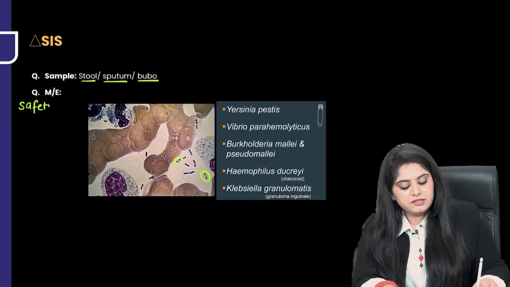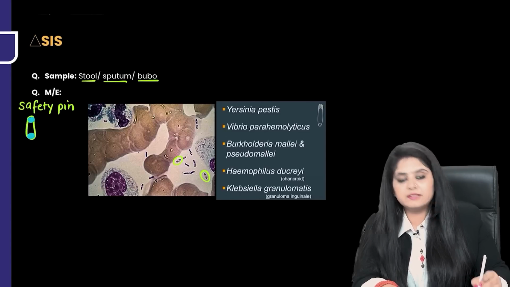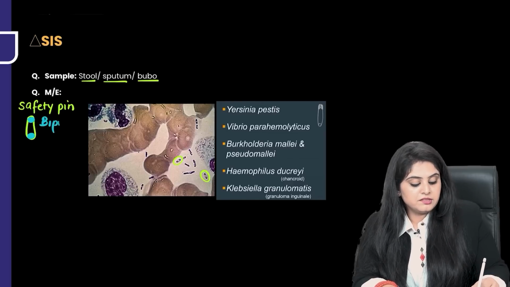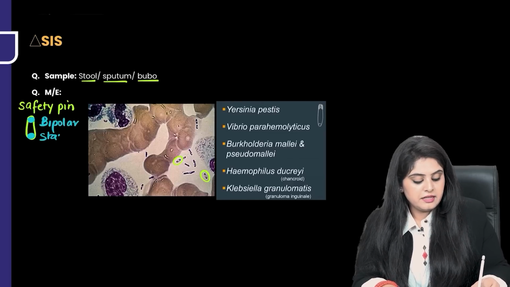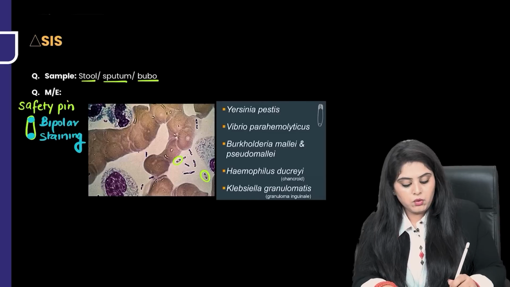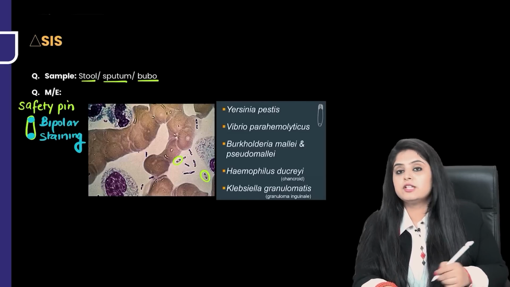Here is the explanation. Microscopically, you see the safety pin appearance. Another name for safety pin appearance, I told you, it looks like this. This means it is a bipolar staining. Safety pin appearance refers to bipolar staining, and I've got you all the organisms in microbiology that show you that.